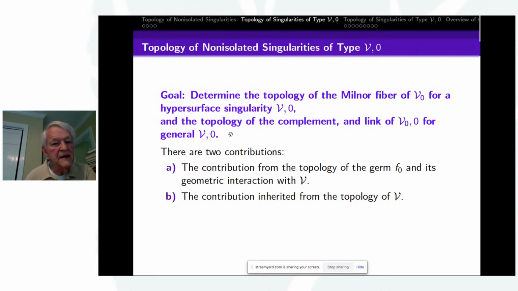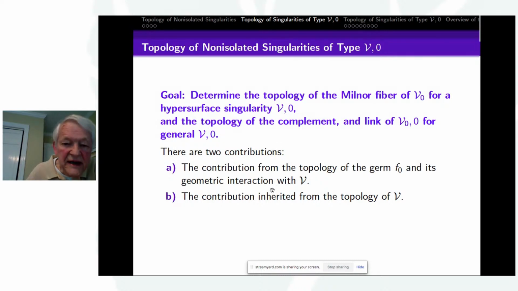To understand this, we understand it not just as a single object, namely the cohomology of one of these fibers, but really break it up into two parts. So there are two contributions to this. One part is the contribution that comes from the topology of the germ F0 and the way it interacts with V. And in this situation, we might expect that there might be some kind of analog of what happens in Milnor's situation, or more generally isolated complete intersection singularities, and that maybe some kind of Morse theory type arguments might come into play.